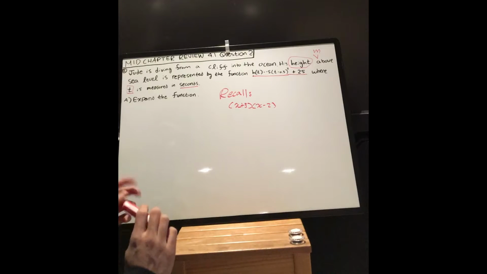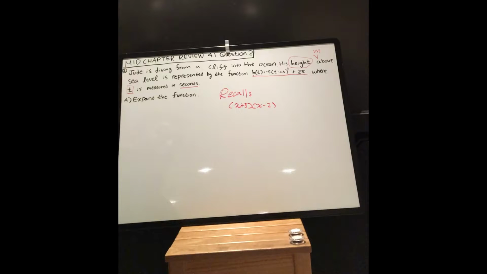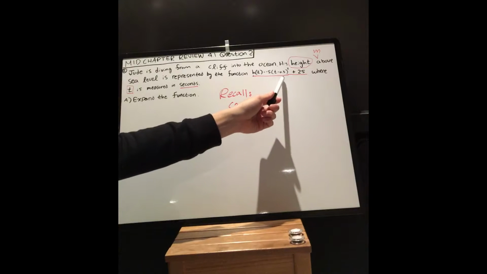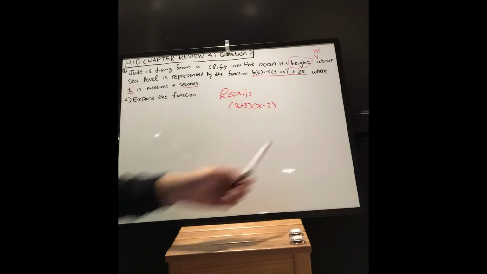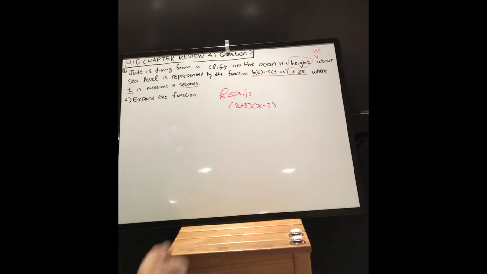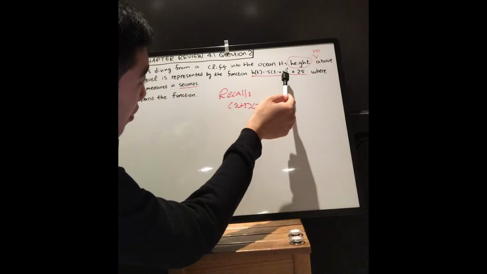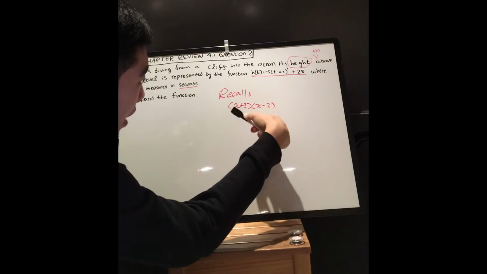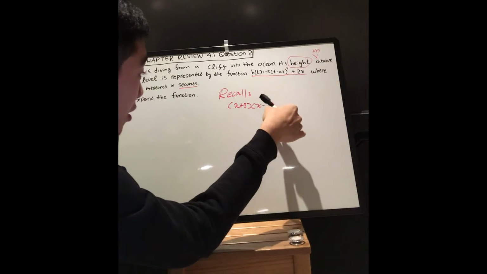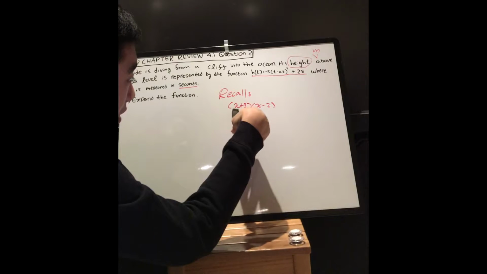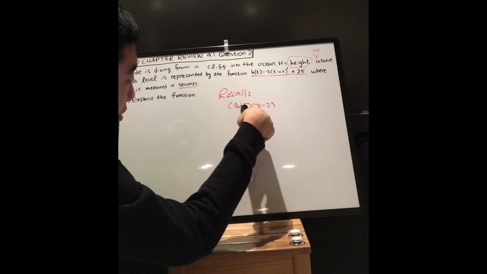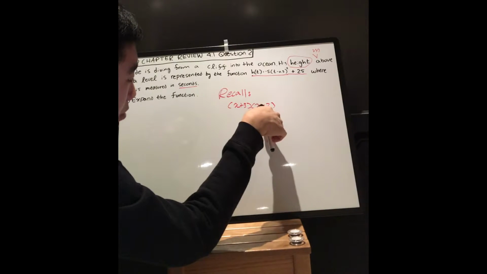The first question asks to expand the function. The function itself is in vertex form already, and to begin, we need to be able to expand (t - 0.3)². So let's recall multiplying two binomials by each other. For example, take x + 3 as the first binomial and x - 2 as the second.